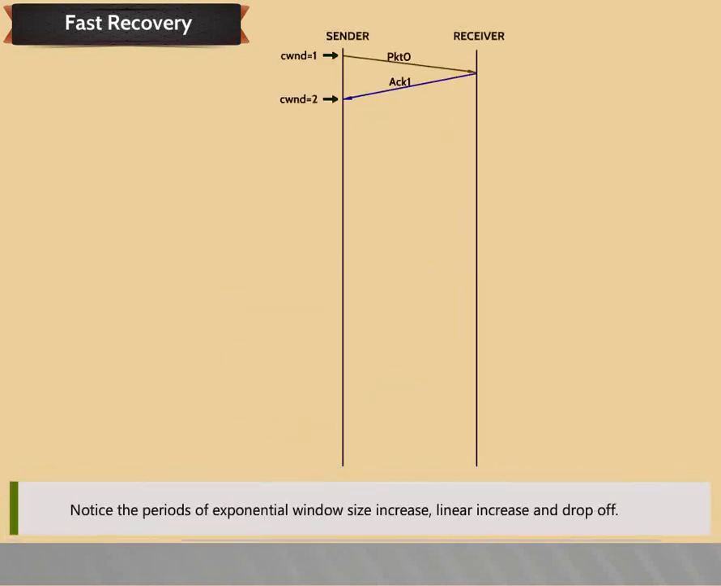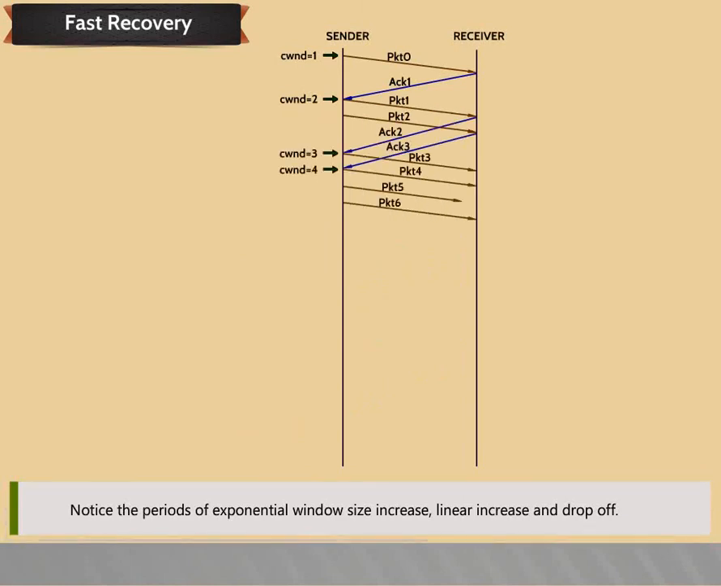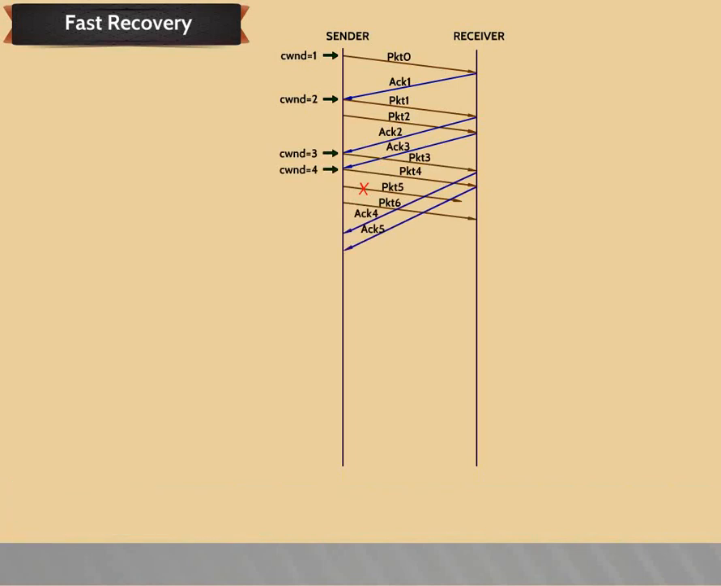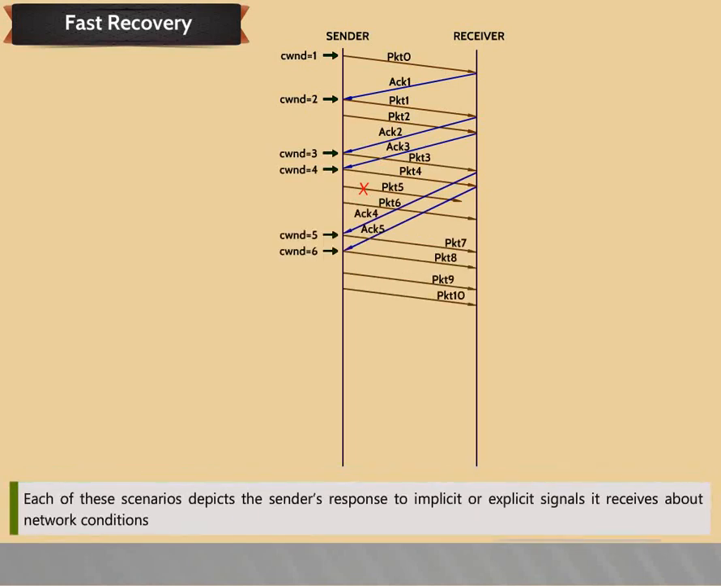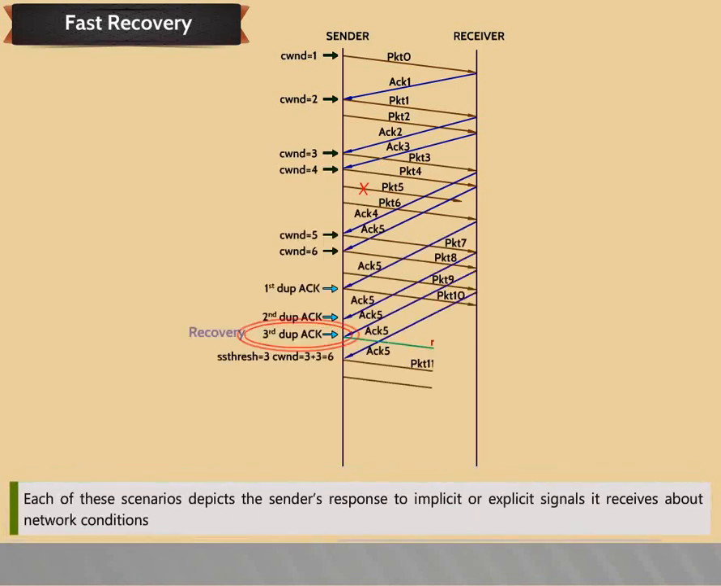Notice the periods of exponential window size increase, linear increase, and drop off. Each of these scenarios depicts the sender's response to implicit or explicit signals it receives about network conditions.